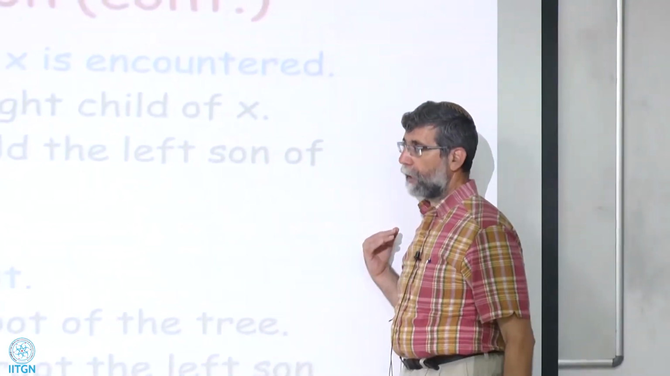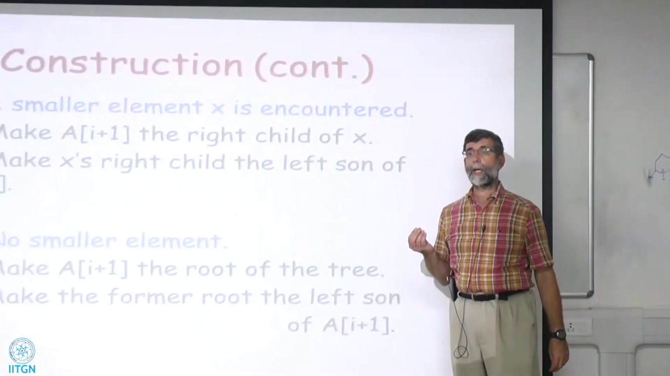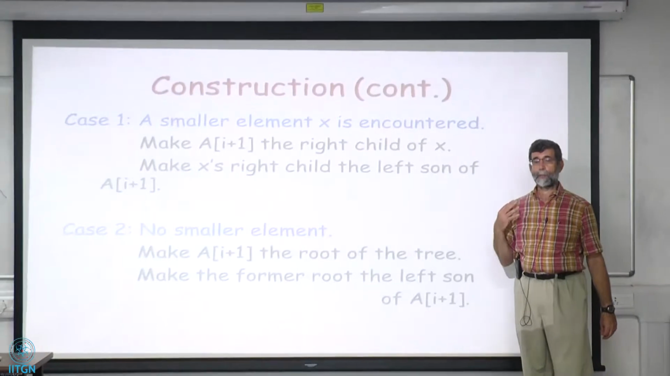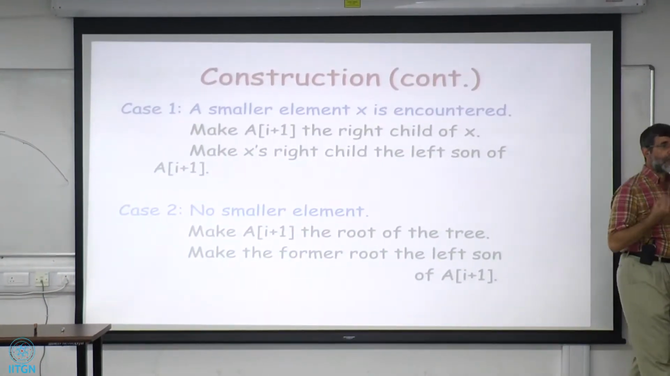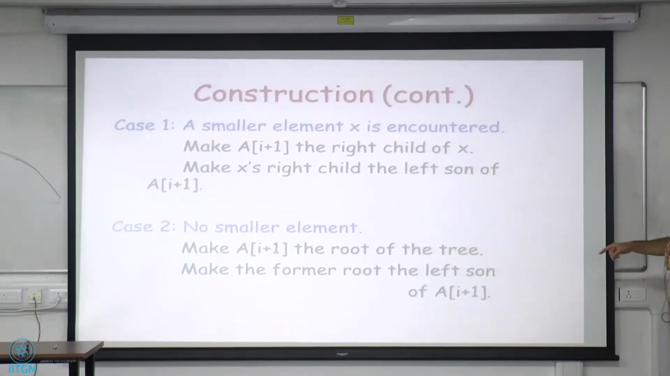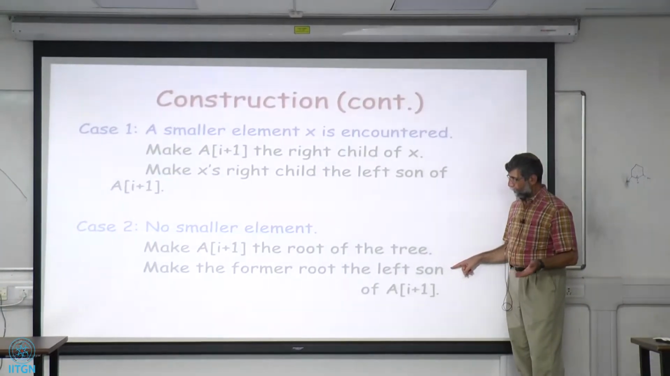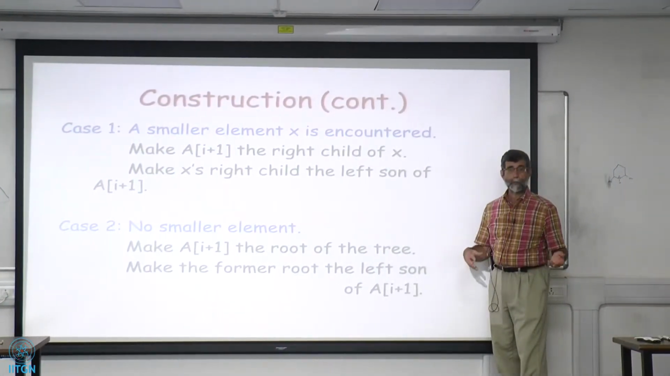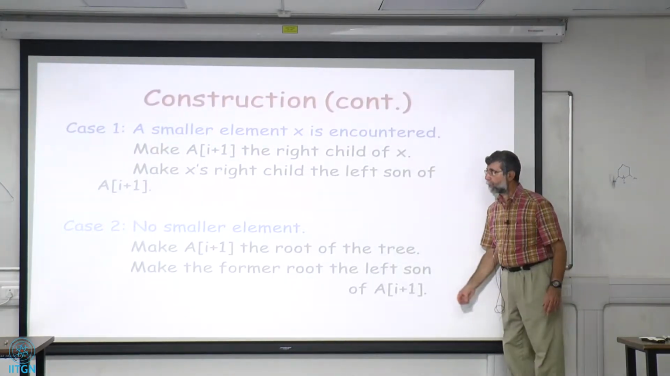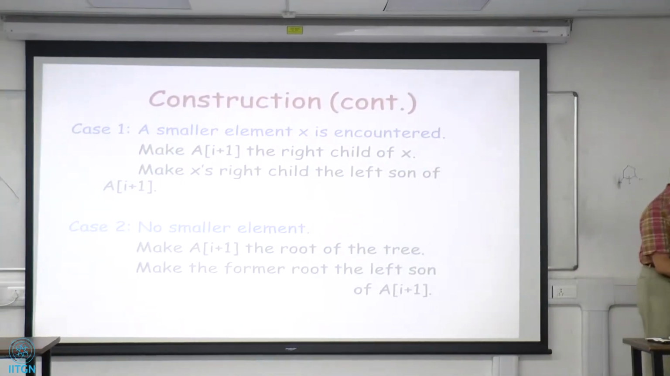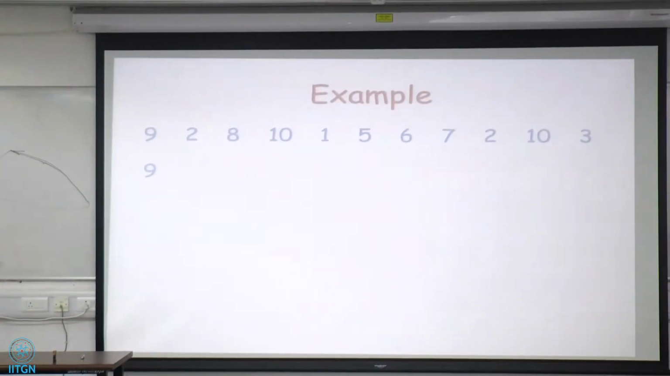But if we didn't, and we came all the way to the root and didn't find any smaller element, it means that a_{i+1} is even smaller than the root. And if a_{i+1} is smaller than the root, then it should be the new root. So a_{i+1} is going to be the root of the tree, and the former root is going to be the left child of a_{i+1}, and everything else is already a child of the former root. So that is the algorithm that we use. Let's see how it works on an example so you'll realize it.